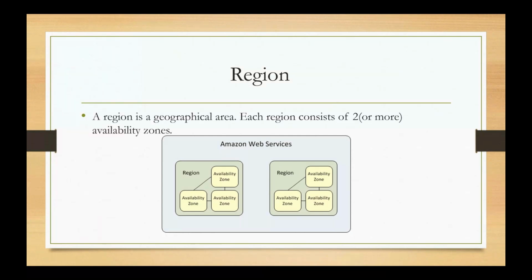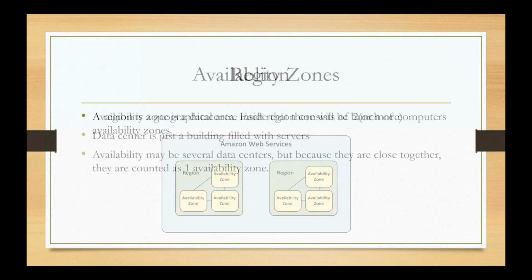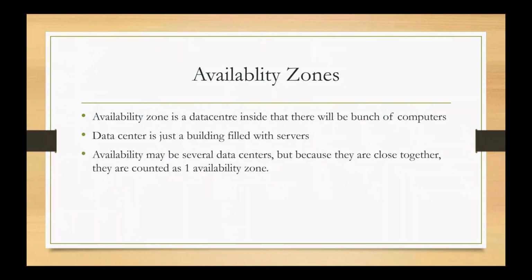Now we can note this. An availability zone is a data center. Inside that, there will be a bunch of computers. A data center is just filled with servers. An availability zone may be several data centers which are close together and counted as one availability zone. So an availability zone means a data center, like the A and B data centers.